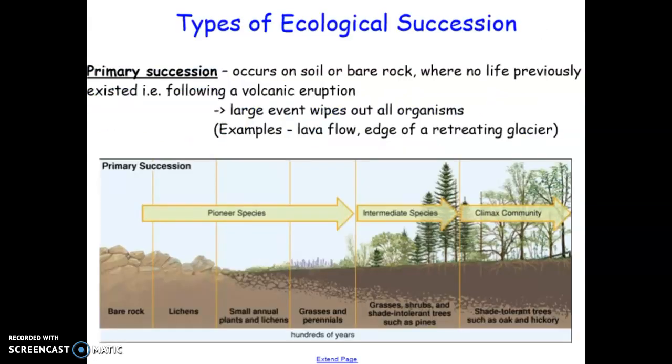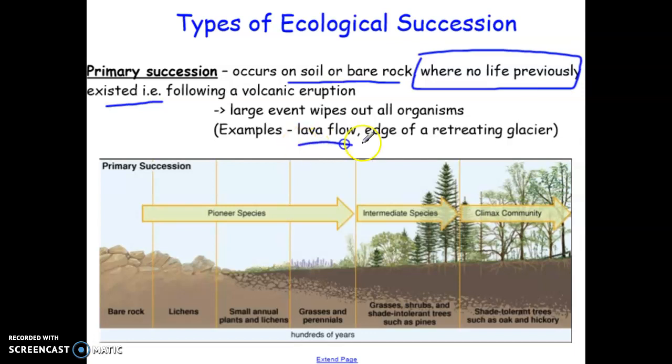There are two types of ecological succession. It depends on what the event is that is causing the disruption. We have primary succession, and then we have secondary succession, which we'll see in a bit. Primary succession is when you have an event that causes bare soil and rock to be exposed. And here's the key: no life previously existed in that soil or in that rock.